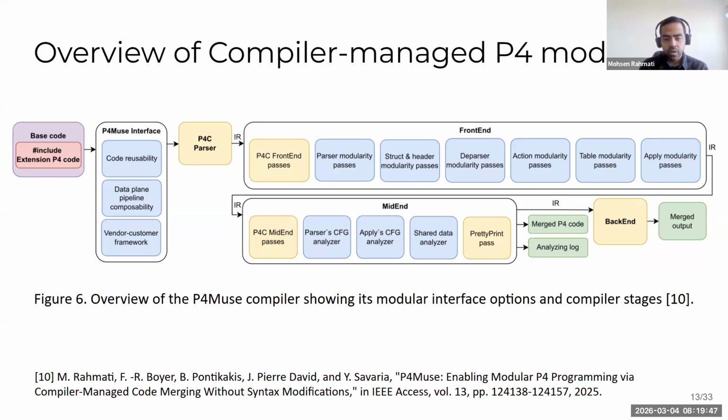And also we have some shared data in two or more P4 codes, for example, the egress port. They are so important for the verification part of merging two or more P4 codes. So we also mention it in the analyzing log. And at the end of the mid end, we have the merged P4 code. And at the end of the back end, we have the merged output, for example, a JSON configuration.